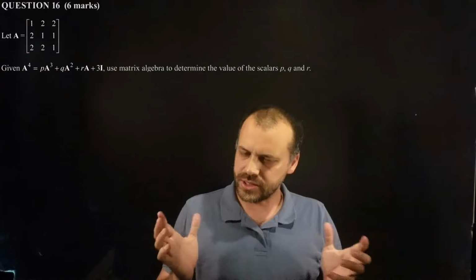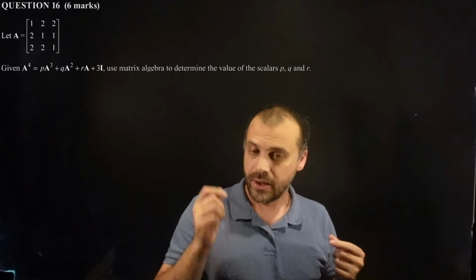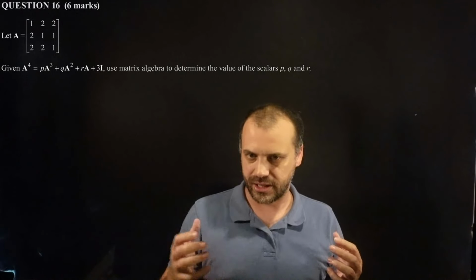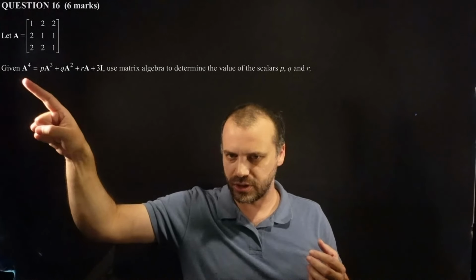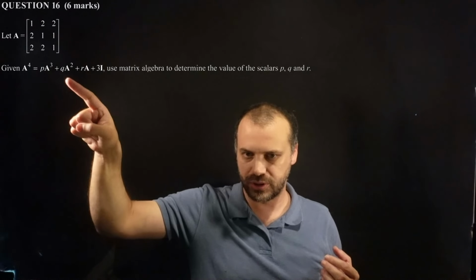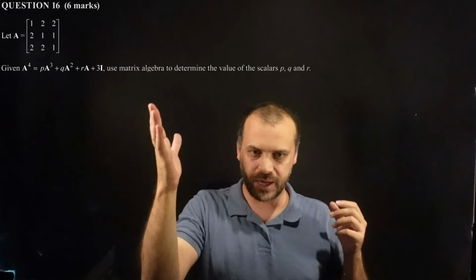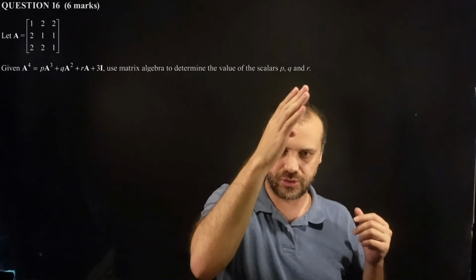Celebrate. So this is a fun little question because when I look at this question, I don't know how I'm going to get to the end, but I can see where I should start. I've got a matrix and I've got this equation. The matrix to the power of 4 equals P times the matrix to the power of 3 plus Q times the matrix squared, plus R times the matrix, and so on. Use matrix algebra to determine the values of P, Q, and R.